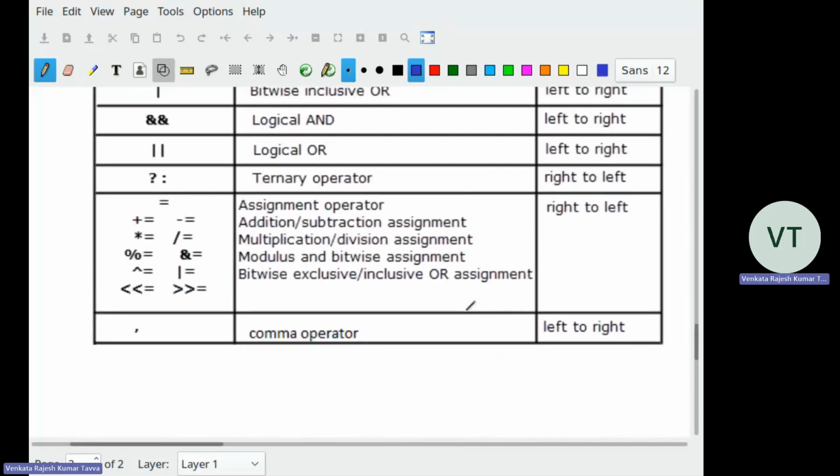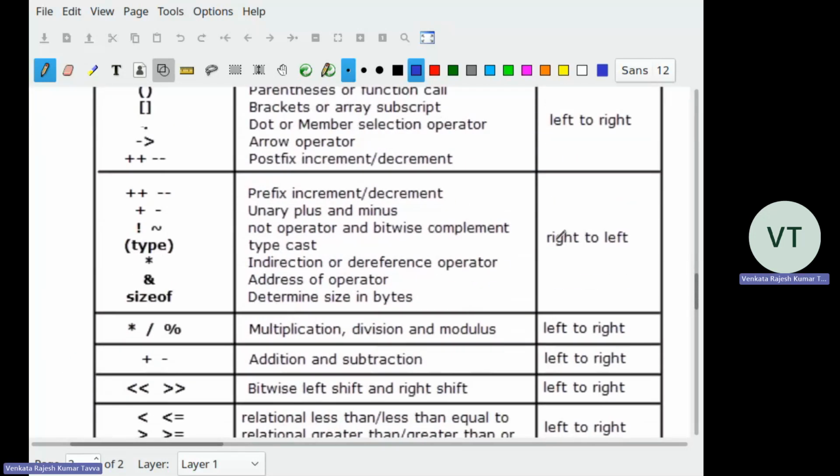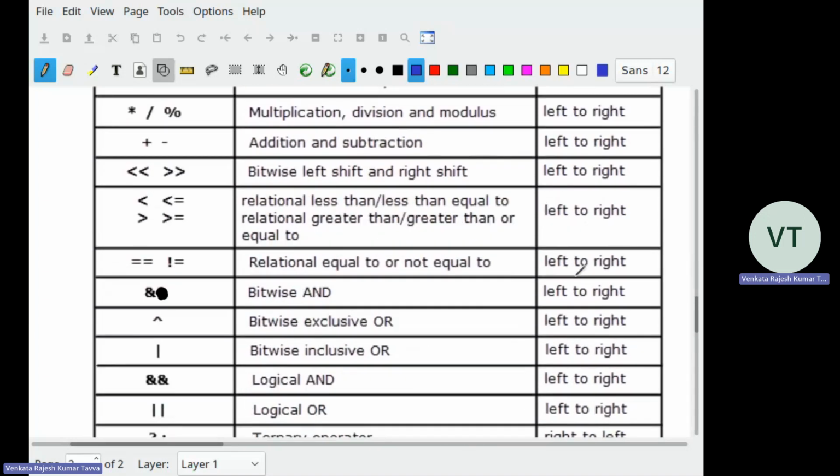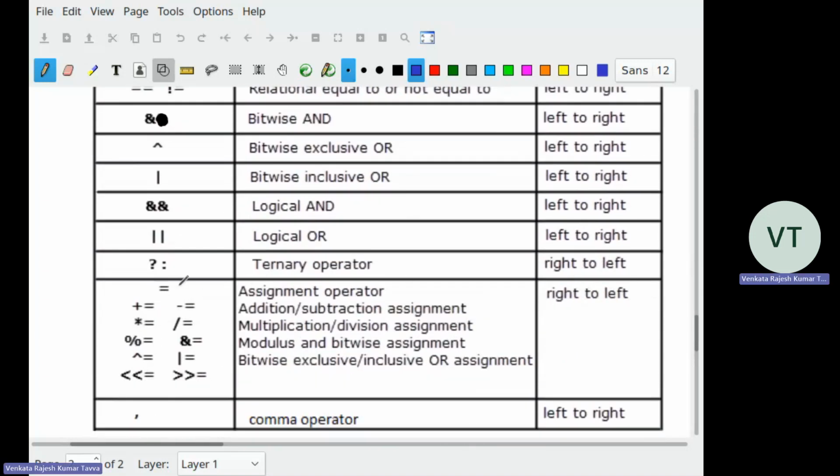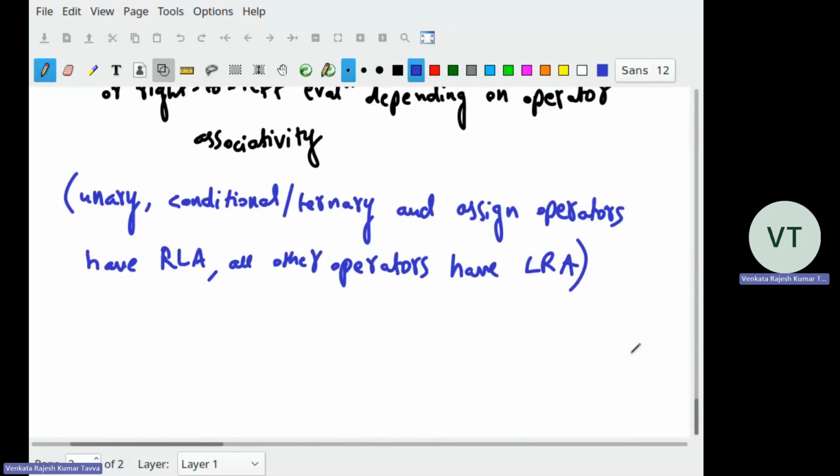So you can see the table again. This is one, unary operators, they have right to left associativity, and then assignment operators equal to, plus equal to, minus equal to, these have right to left associativity. Sorry, ternary operator, this has right to left associativity, and assignment operators, they also have right to left associativity. Only these 3 kinds of operators have right to left associativity. All the others, as you can see from the table, have left to right associativity. Okay, so now let's work out an example.